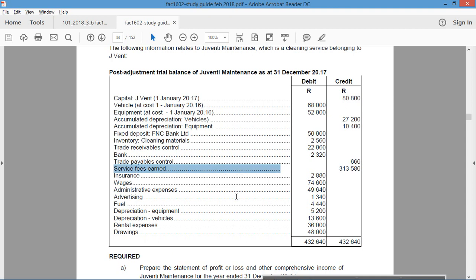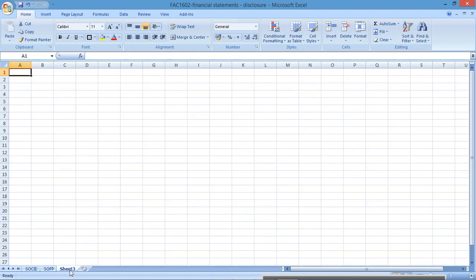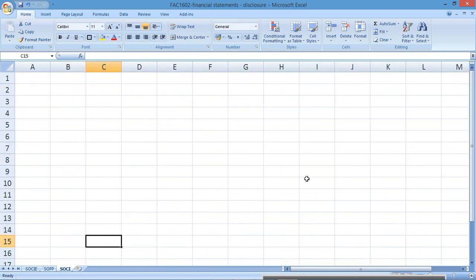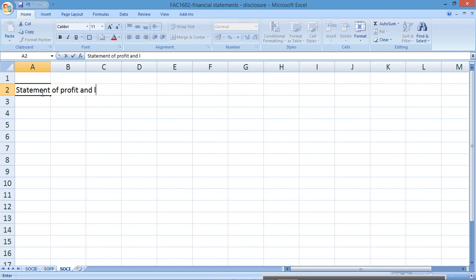Good. Where does it go? Statement of comprehensive income. So now we need to open up a separate page and label that SOCI. And then we need to show the sales, cost of sales, gross profit, income and expenses. Good.